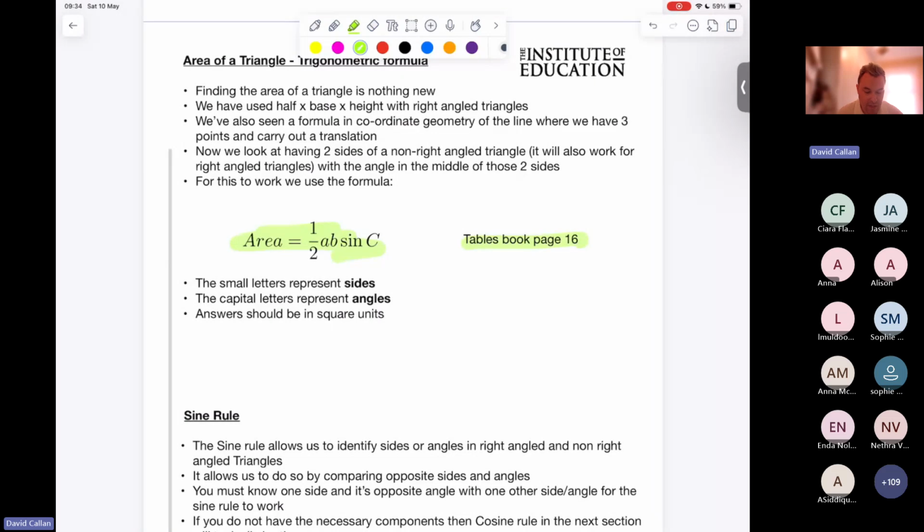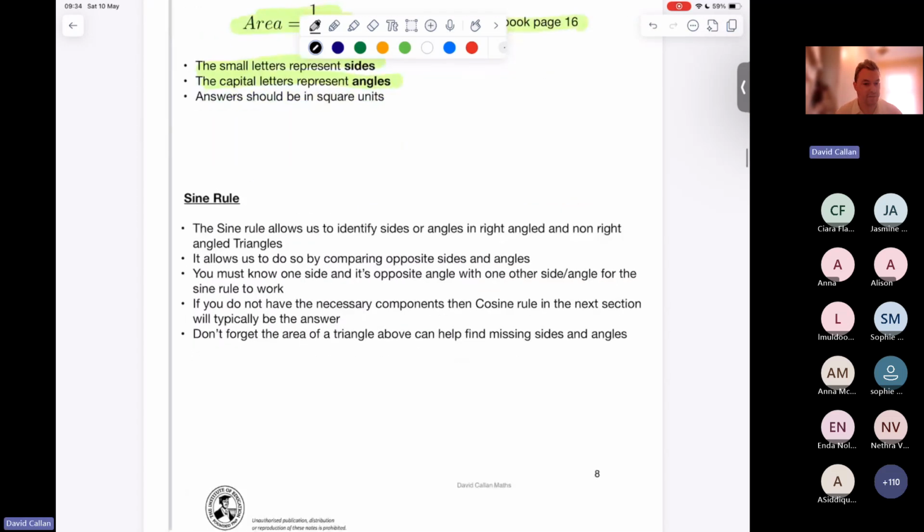I want you to know that when you have these formulas, any lowercase or small letters represent sides. Okay? That a and that b represent sides of the triangle. And any capital letters or uppercase letters represent angles. So this C here represents the angle capital C. Just to note that, lowercase exclusively for sides and uppercase for angles. So just important. Next, we have the sine rule.